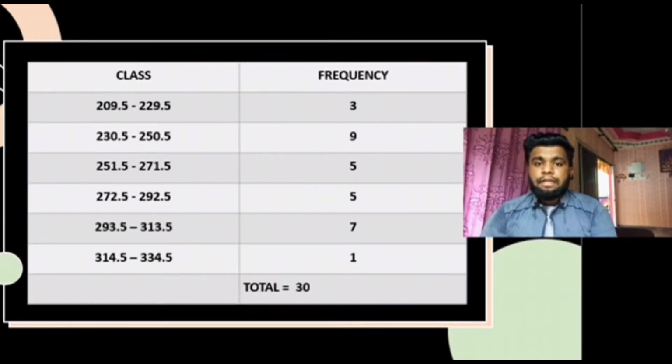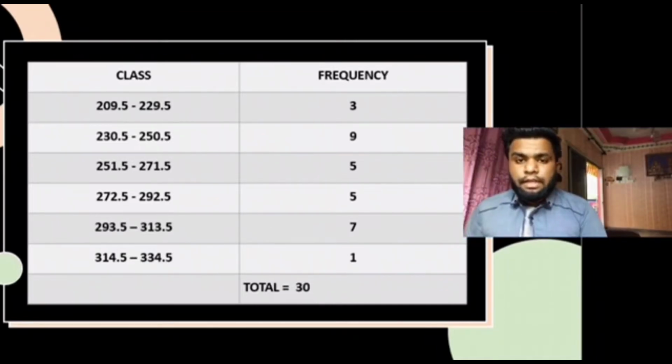There are stated the classes and frequency according to the data. There are a total of 30. To get the class data, we take the minimum 209.5 plus the class width to get 229.5, and the same goes for 230.5 plus the class width, which is 20.9, and we will get 250.5, followed by the rest.